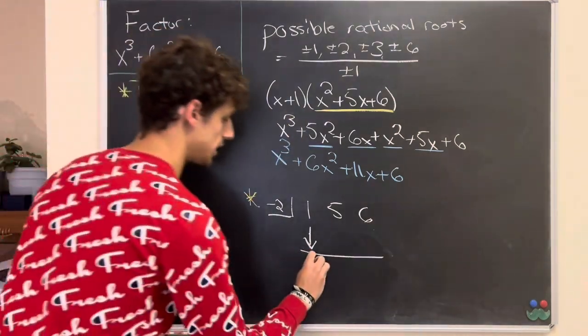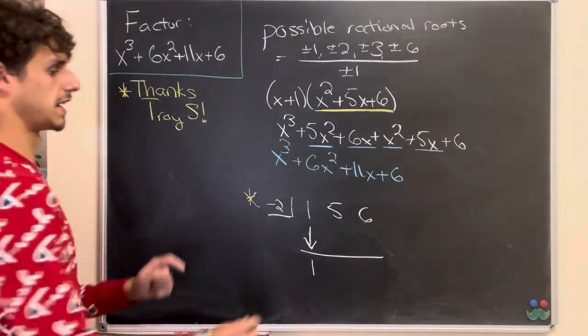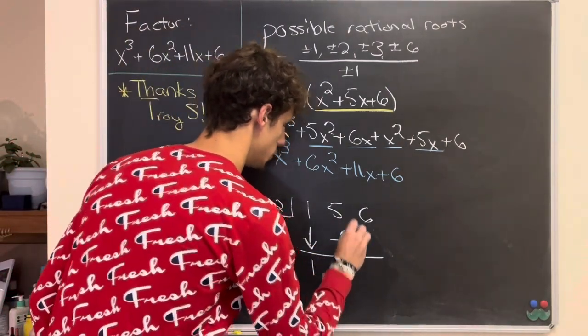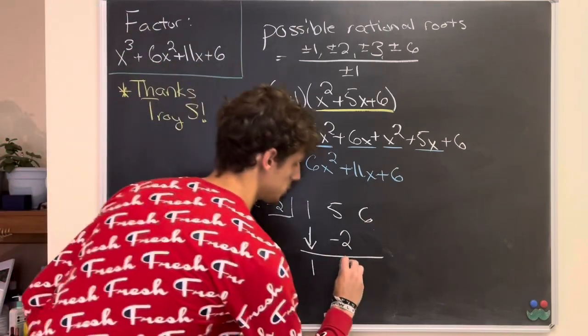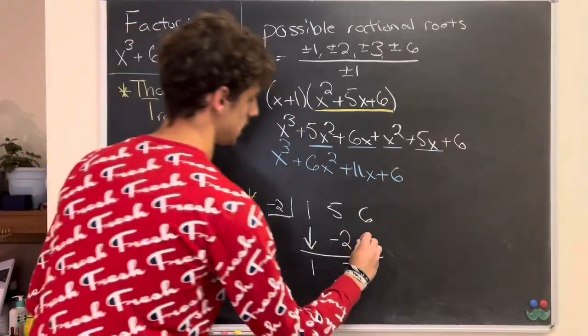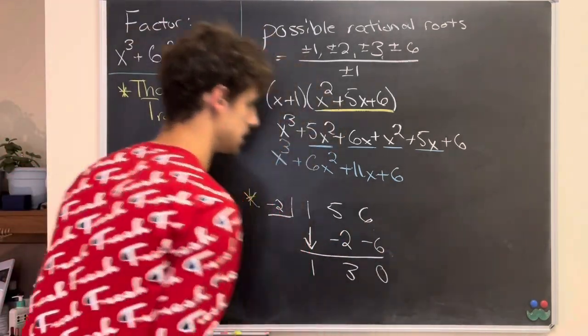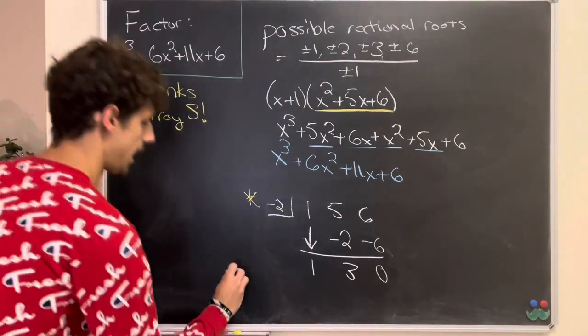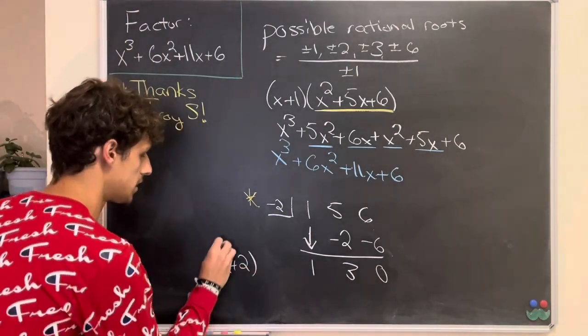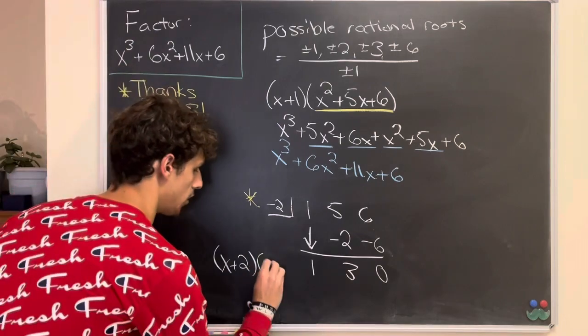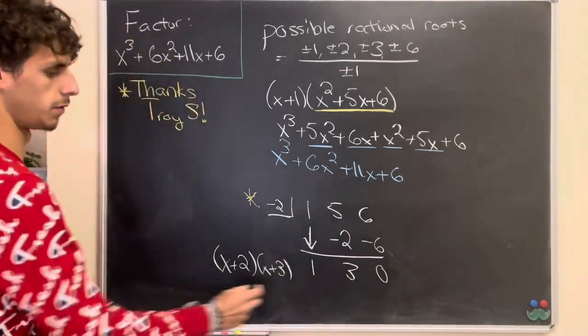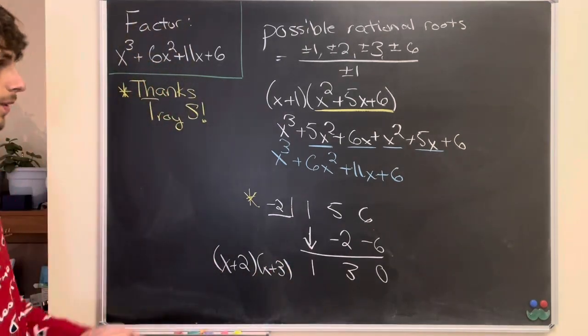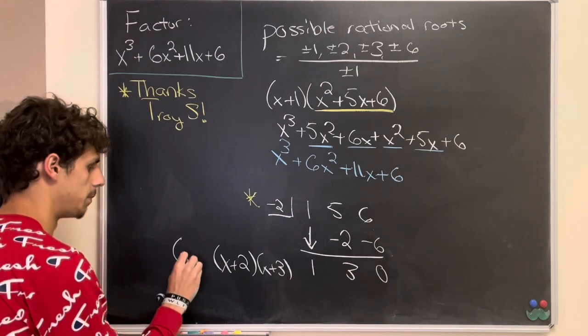So let's change this to negative 2 and we'll try again. Okay, so we bring this 1 down to start. And then we have 1 times negative 2, but that's going to be negative 2. And then 5 minus 2 is 3. 3 times negative 2 is negative 6, and 6 minus 6 is 0. So we have x plus 2 times x plus 3. That's what we get left over from these two coefficients down here. And then we have this x plus 1 from above.